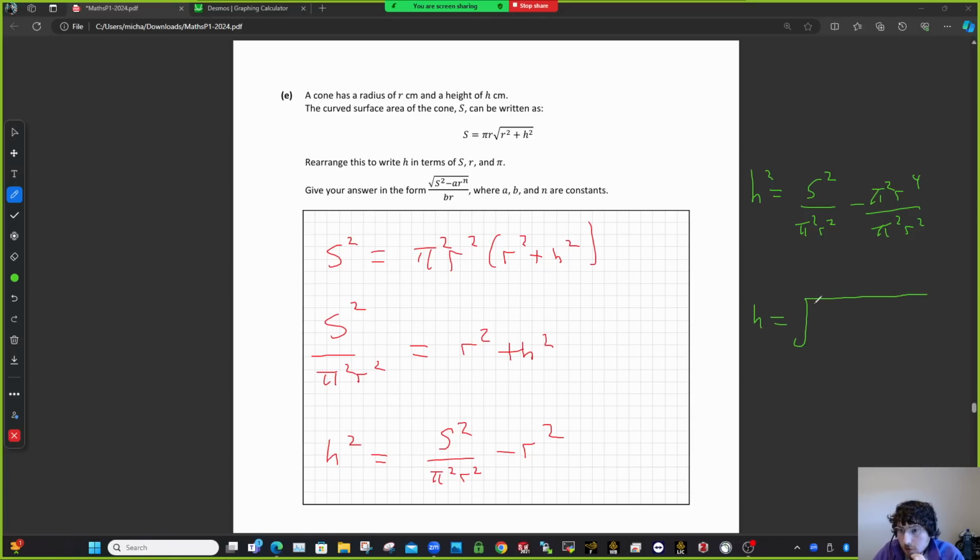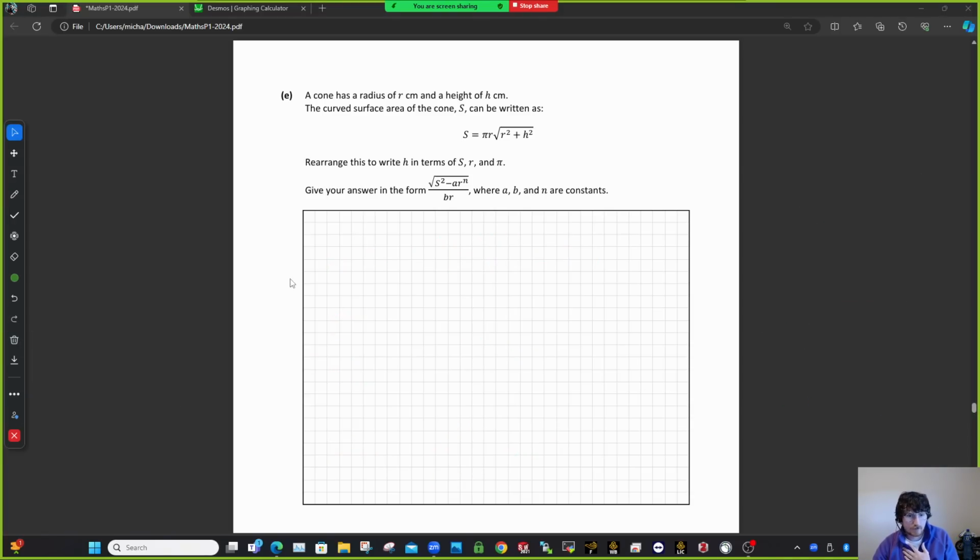You take square roots, you have to go plus and minus normally. On top, you have s squared minus pi squared r to the 4. And then on the bottom, you have pi squared r squared. You're not allowed to take a square root at the top, but you can on the bottom. And so your answer is root s squared minus pi squared r to the 4 all over pi r. That's your answer. Okay, all right, move on to the next one.